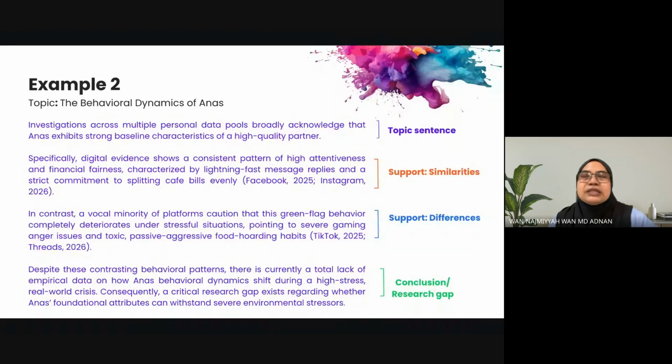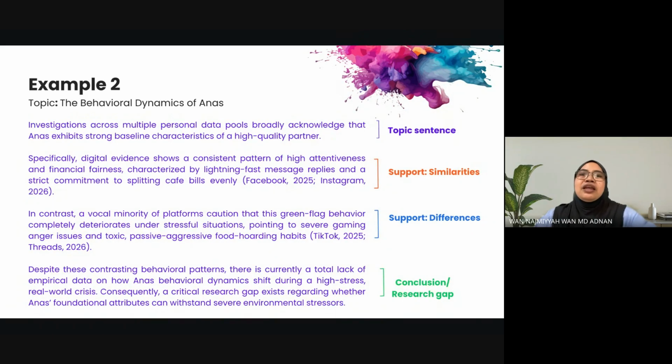But then in the last paragraph of every subheading, you need to have the conclusion and the research gap. The research gap is very important to answer your research question. So basically, why you do your literature review is to answer the research question.